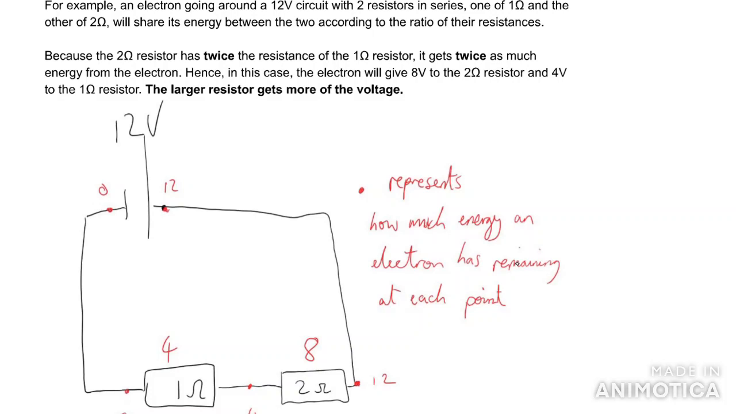So in this case, we don't need to do any complicated simultaneous equations, because we know this one is twice the resistance of that one, so it must get twice the energy. And so you can say that very quickly. How do you share 12 between two things where one gets twice the other? Well, it must just be 8 and 4. And so those will be the voltages across each of those components.